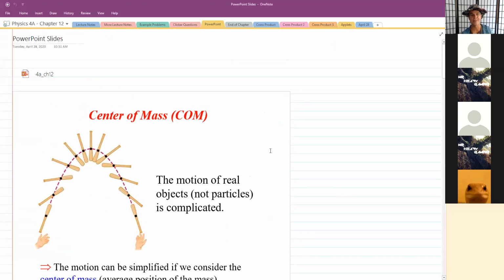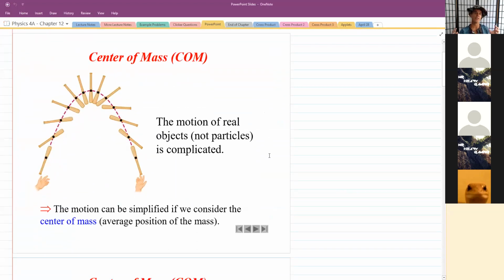What I want to talk about today, a few things. First one is the center of mass. If you remember, pretty much up until today, we have been treating everything as particles. Now, if I consider a real object, and let's just say I were to throw an object through the air, what you would see is the motion is somewhat complicated. But I can simplify it greatly if I look at what's called the center of mass. And the center of mass is just the average position of all the mass of the object.